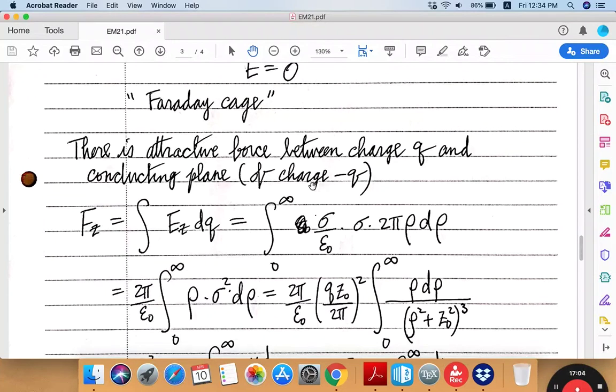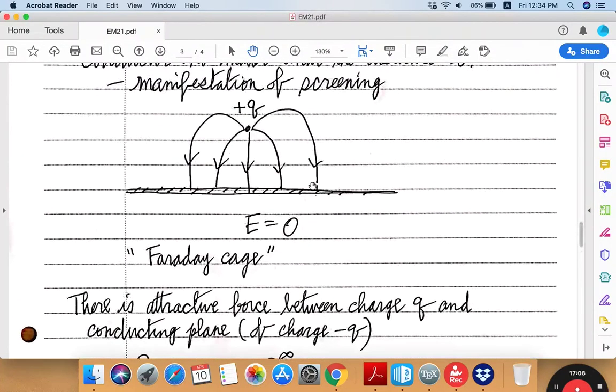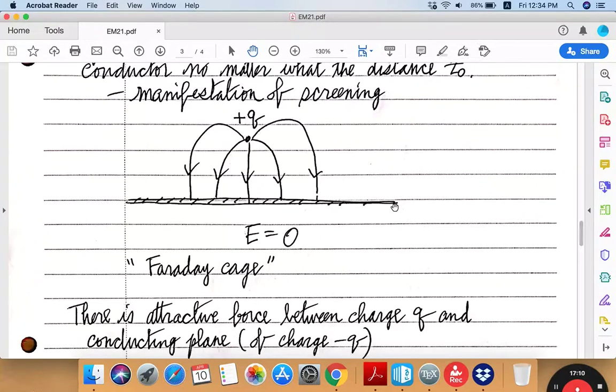Okay, and the other aspect of this problem that I want to look into is the fact that there must be some attractive force between this plate and the charge. And that's quite obvious because this plate is now negatively charged thanks to the positive charge that you placed nearby. And between a pair of objects that are oppositely charged, there should be some electrostatic attraction.